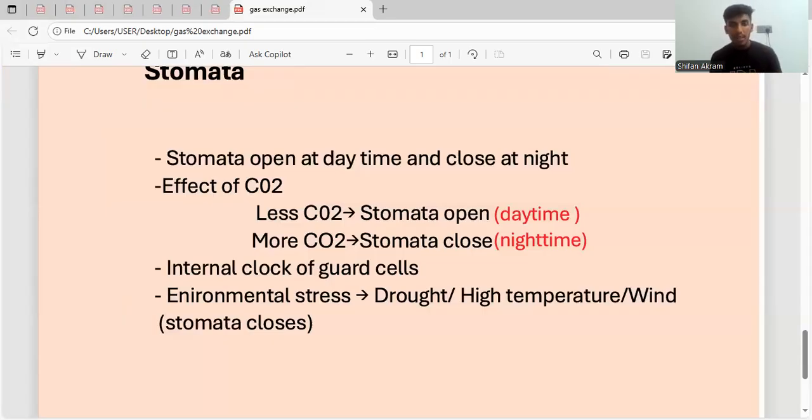Then we have again high temperature and wind. We know in both high temperature and wind, transpiration rate increases. When transpiration rate increases, more water is lost from the plant. To reduce this, the stomata is closed so that more water is preserved inside the plant.